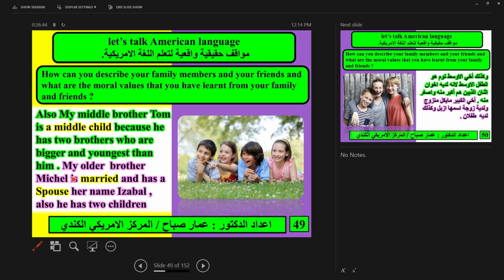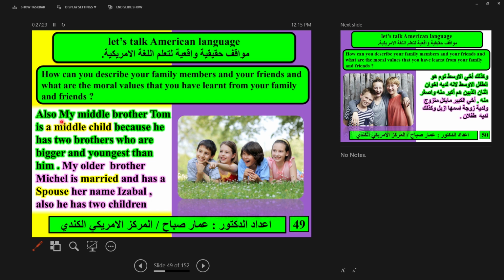Also, my middle brother, Tom, is a middle child, because he has two brothers who are bigger and younger than him. My older brother, Michael, is married and has a wife. Her name is Isabel. And also, he has two children.